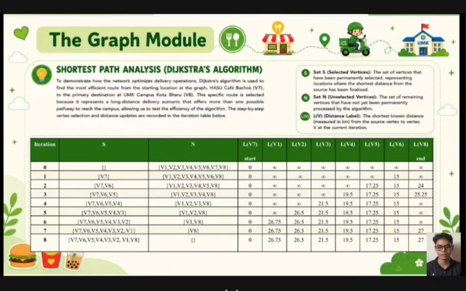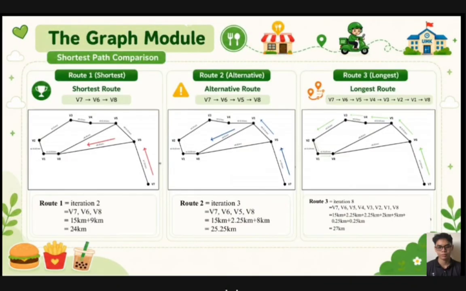From the table, we can see how the values are updated in each iteration. For example, in the first iteration, we move from V7 to V6 with a distance of 15 km. Then we continue updating the distance to other vertices like V5, V4, and so on. After completing all iterations, we can identify several possible routes. The first route is V7 to V6 to V8 with a total distance of 24 km.